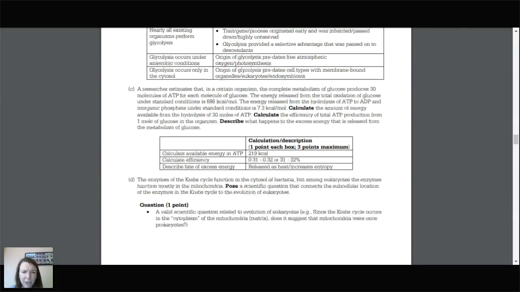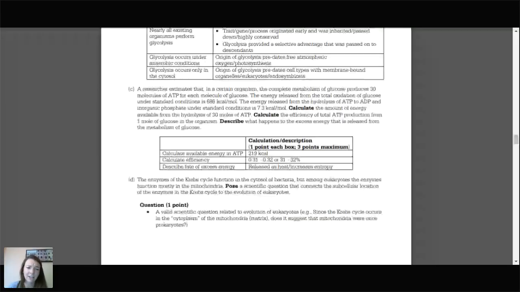Second sentence, the energy released from the total oxidation of glucose under standard conditions is 686 kilocalories per mole. But we're not getting all of that energy. We're just making 30 ATP from this. We're not burning glucose like you would under lab conditions, which is what they're talking about. So we get 7.3 kilocalories per mole. If we make 30 moles of ATP, 7.3 kilocalories each, that's 219 kilocalories per mole divided by 686, which is the total that we could have gotten, and we're about 32% efficient there.